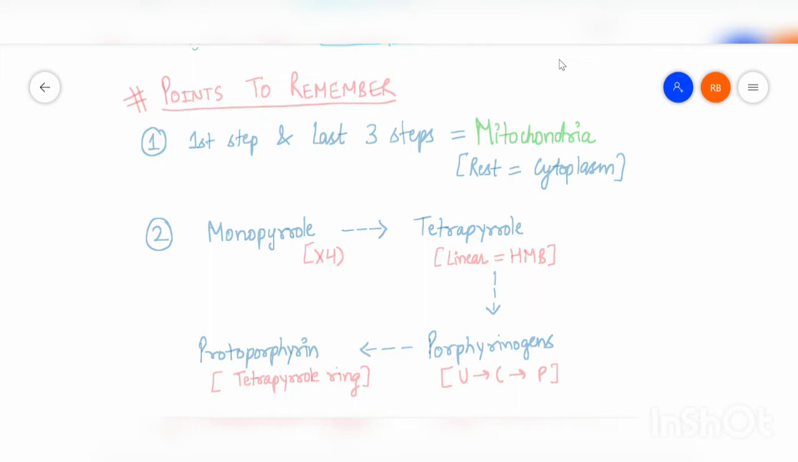As we have discussed earlier, 4 monopyrroles are present in the heme, which form a tetrapyrrole. First of all it is linear, and then it will become the ring form. So the tetrapyrrole linear form is known as hydroxymethylbilane, HMB, then porphyrinogens, UCP, we'll discuss that later, and ultimately protoporphyrin will be formed, in which iron will be added and the final heme will be formed.